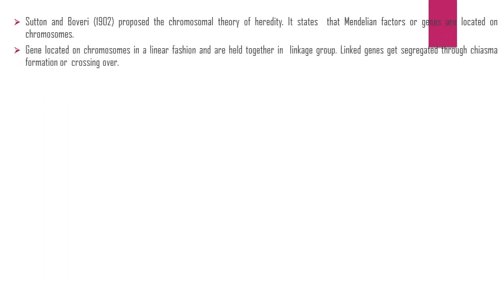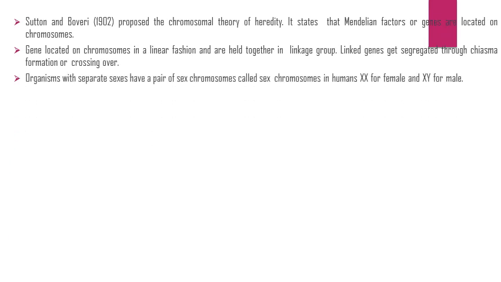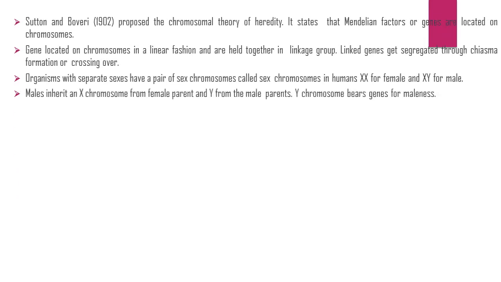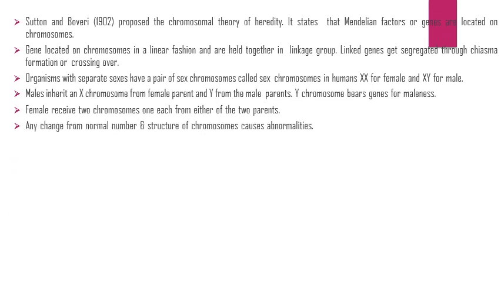Sutton and Boveri proposed the chromosomal theory of heredity. It states that Mendelian factors or genes are located on chromosomes. Genes are located on chromosomes in a linear fashion and are held together in linkage groups. Linked genes get separated through chiasma formation or crossing over. Organisms with separate sexes have a pair of sex chromosomes. In humans, XX is for female and XY for male. Males inherit an X chromosome from the female parent and Y from the male parent. The Y chromosome bears genes for maleness. Females receive 2 X chromosomes, one each from either of the 2 parents.